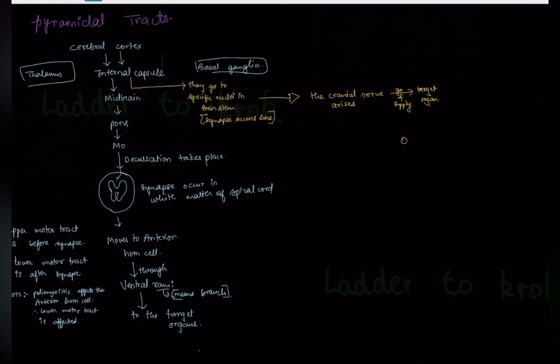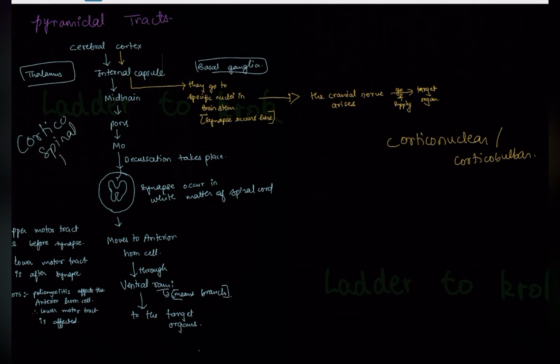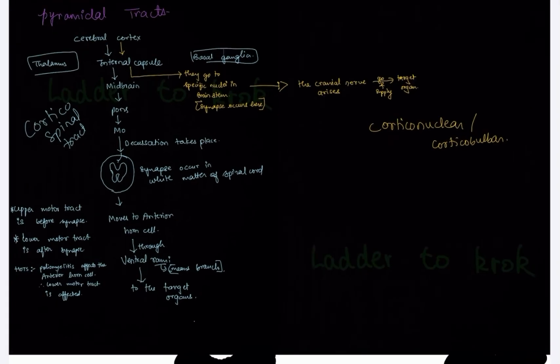So remember, yellow color is the corticonuclear tract or corticobulbar tract. This blue color is the corticospinal tract. Understood? Corticospinal tract was responsible mostly for your lower limb functions, whereas corticonuclear will be responsible for your neck and face, as it is connected with your cranial nerves. Okay, so this was about the pyramidal tracts.